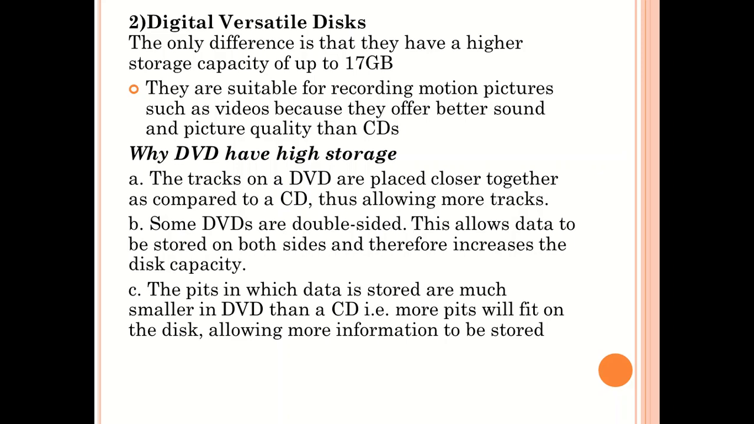Why do we say that DVDs have high storage capacity? One is that the tracks are closely together. I have said data is stored in the tracks, and therefore the tracks being closely together allows more data. Number two is that some of the DVDs are double-sided. Double-sided means it can store a large amount of data. Number three is that the bits are closely together, and therefore you can store more data once you have more bits. That is something we should also capture in this space.